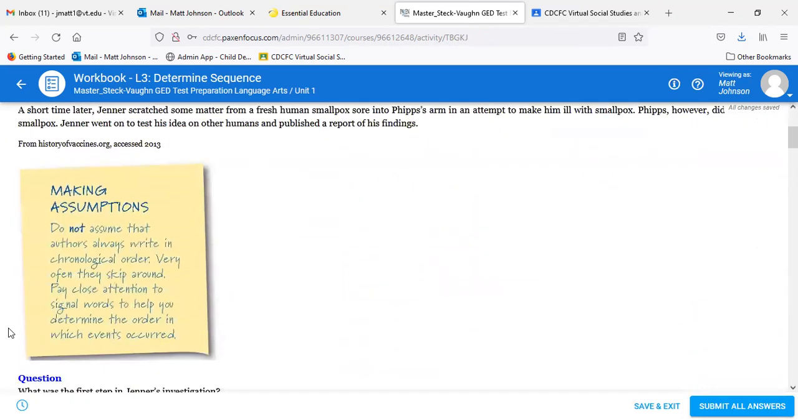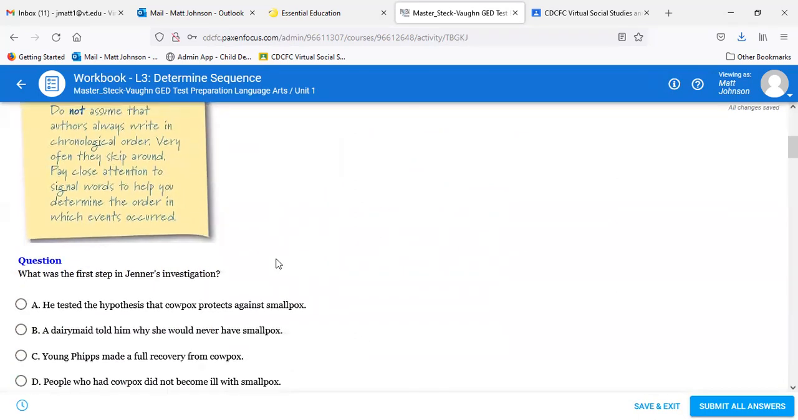And so making assumptions. So it says, do not assume that authors always write in chronological order. You have to make sure that very often they skip around. Pay close attention to signal words to help you determine the order in which events occurred. Yes, you can also run into that, right? Where they kind of move and shift in time. So you have to be conscious of that and look for those signal words as you're working through an exam.